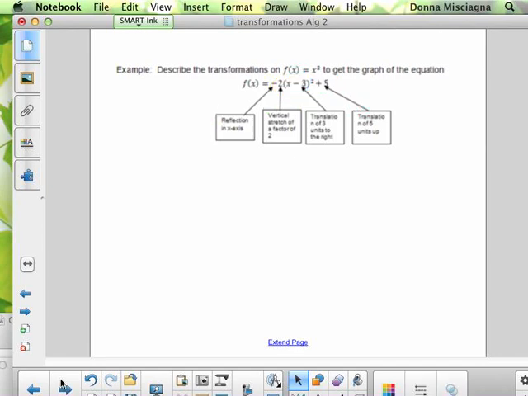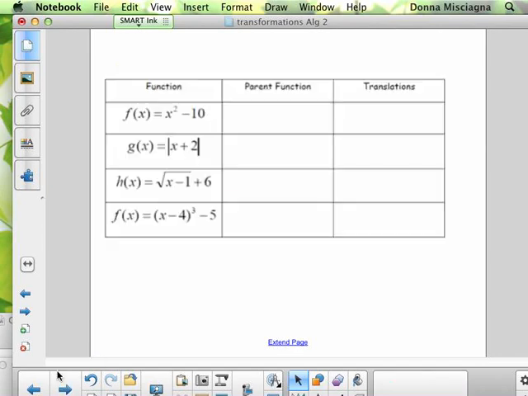So let's do a little practice. Here's the first one. I'm going to fill in the parent functions, and you try and quiz yourself by thinking what the answer is for the translation before I put it up. So the first parent function is f of x equals x squared, because I have an x squared there. The second parent function, with absolute value, is g of x equals the absolute value of x, and this is in your notes.